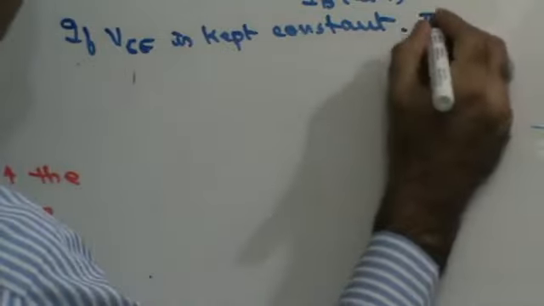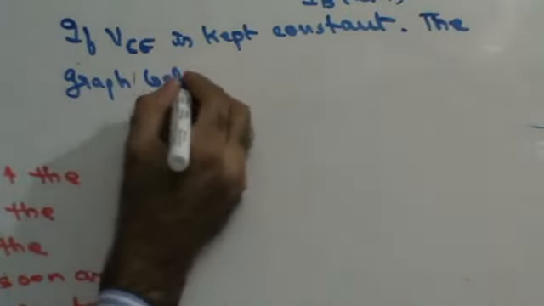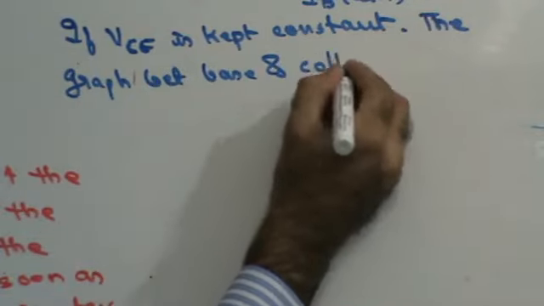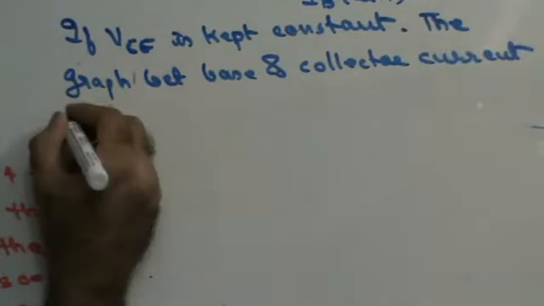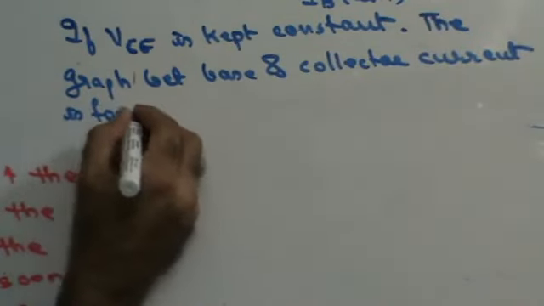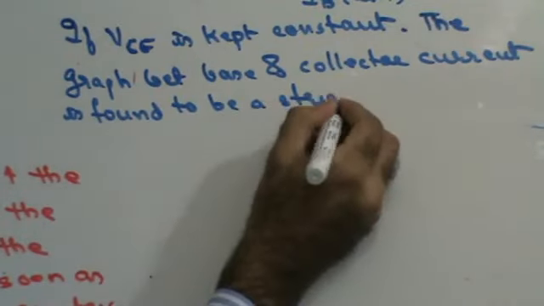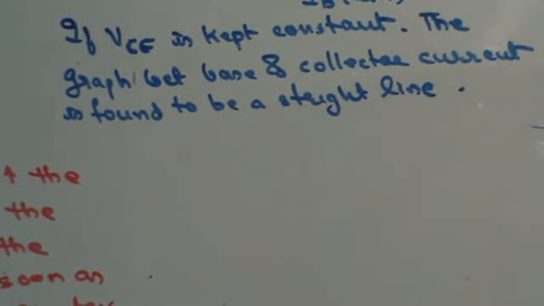The graph between base and collector current is found to be a straight line. So this is going to be a straight line. Fine, do we get this in here? That means that the output current varies linearly with the input current, right?